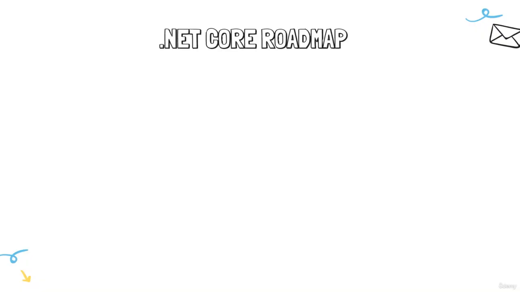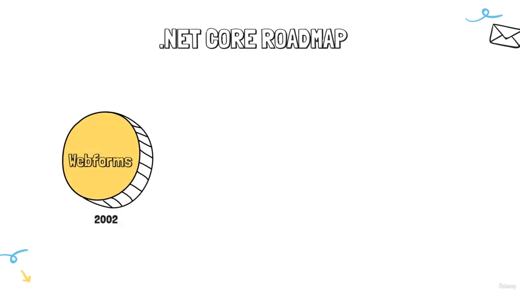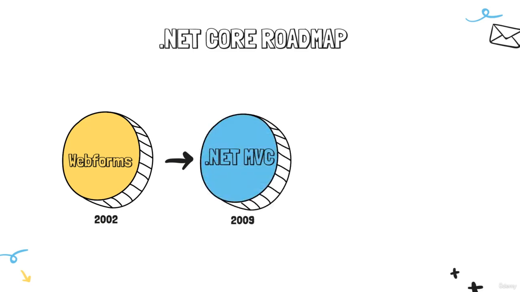In this video, I want to walk you through the journey of .NET Core. .NET Core is probably the biggest change that the .NET language has encountered. In 2002, Microsoft introduced Web Forms, which was a revolution at that time. Web Forms has its drawbacks, and there was a need to overcome all of them. Because of that, the .NET team came up with a new architecture, which was .NET MVC.